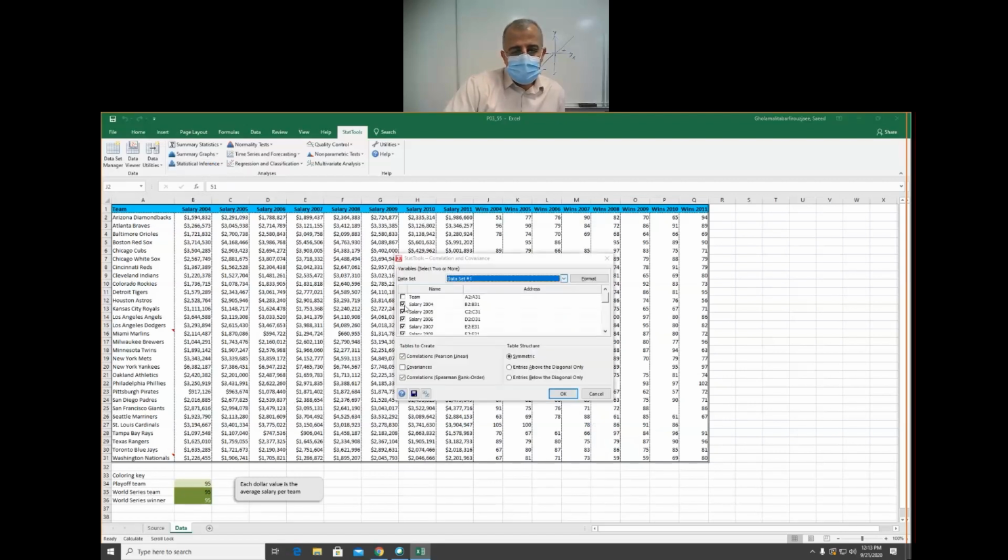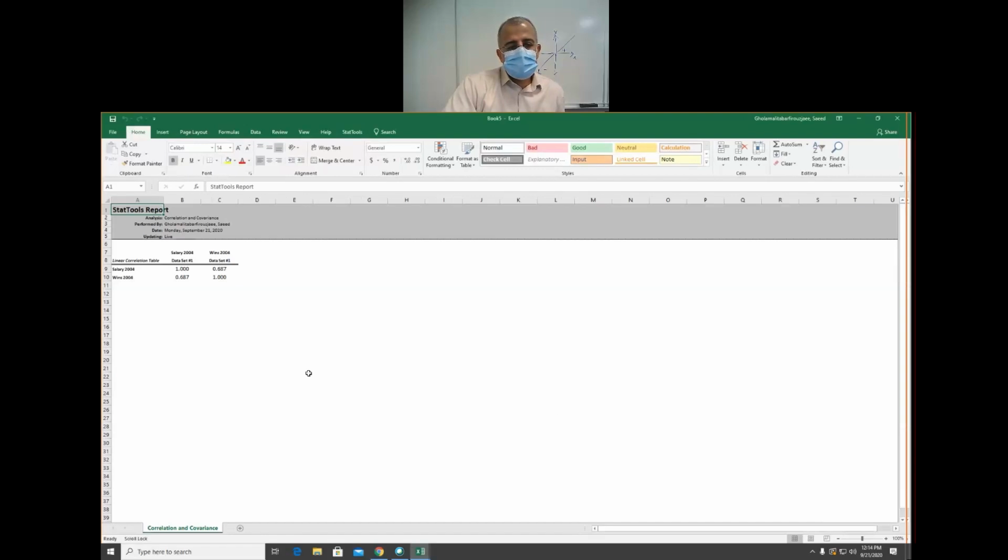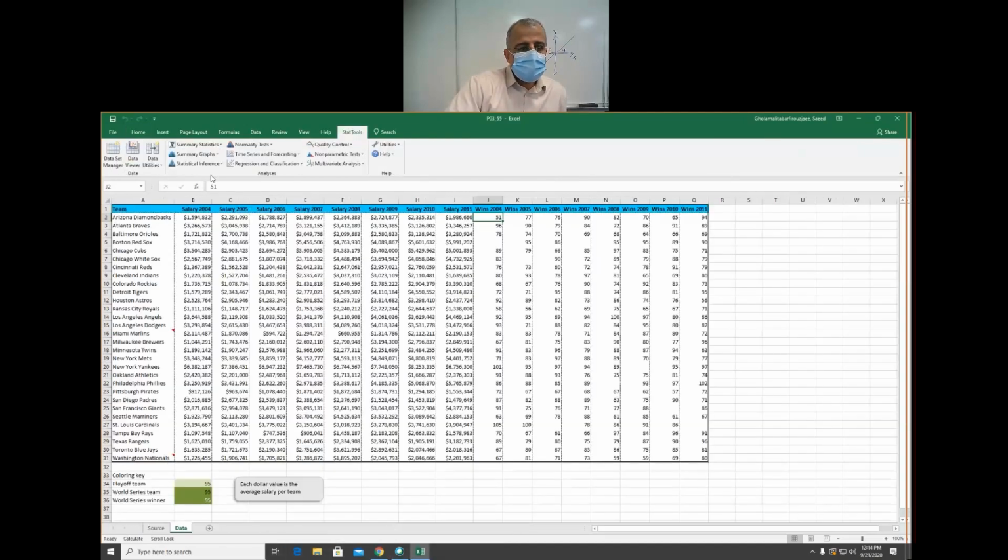For example, we want to check the correlation between salary of a player and the number of wins that his team gets in each year, between wins and salary. Okay. Correlation is 0.6. So there is a relationship between these two variables, but not strong.